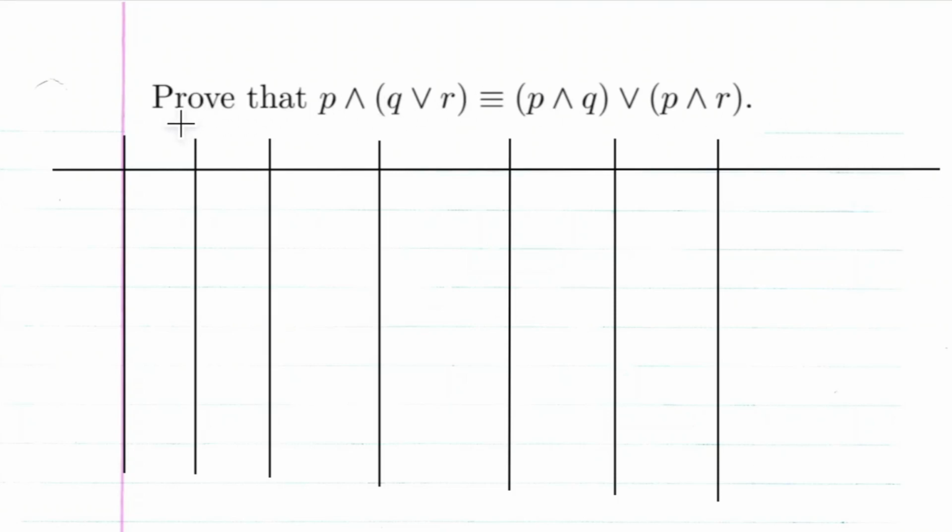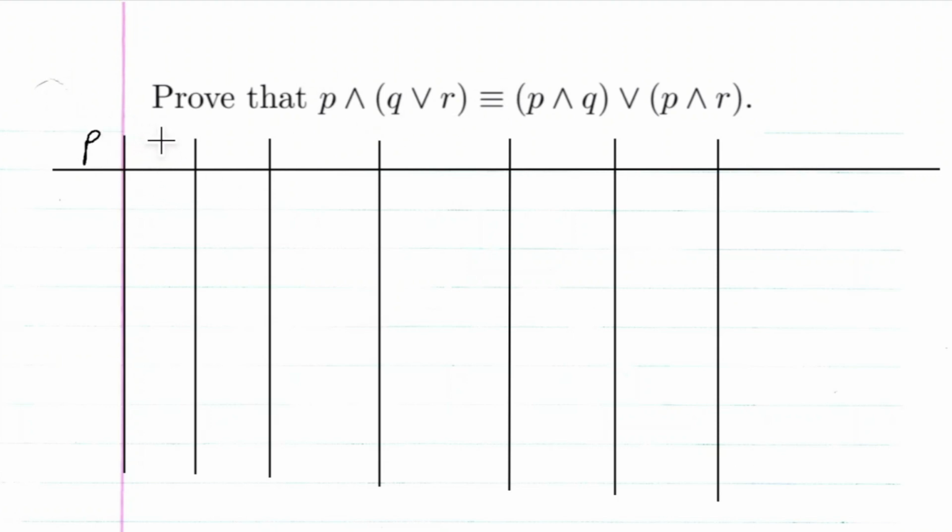Okay, so we're going to prove the logical equivalence that P and (Q or R) is equivalent to (P and Q) or (P and R). So this is what's known as the distributive law for propositions. Okay, so what we need to do first is have columns for all these propositions.